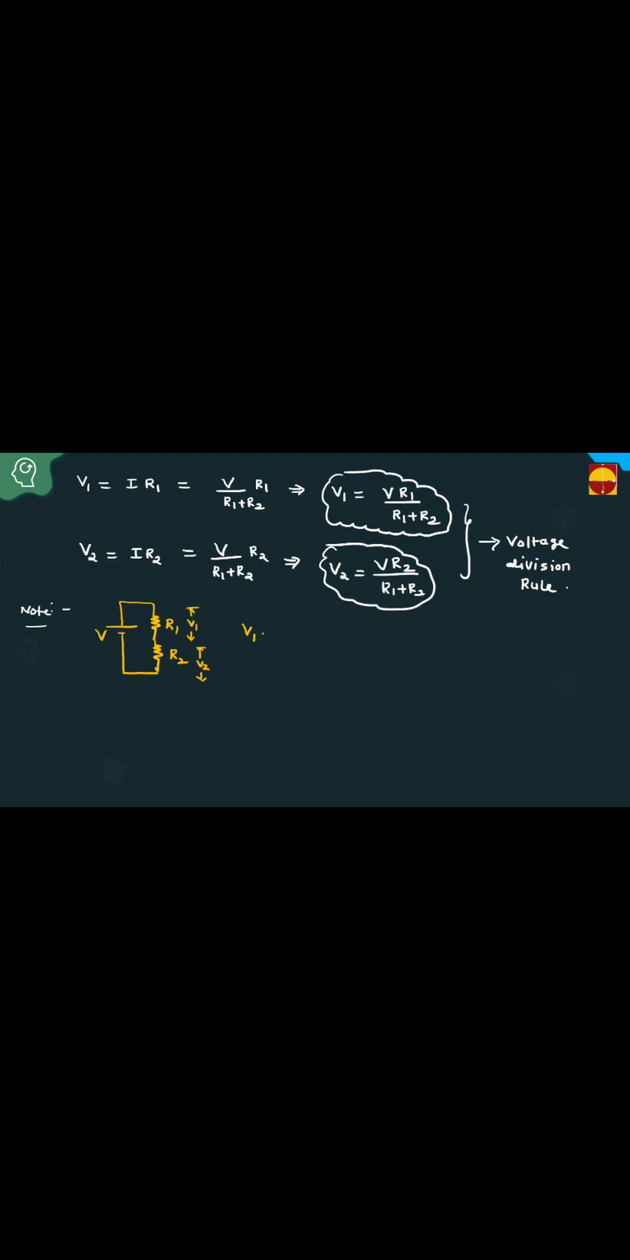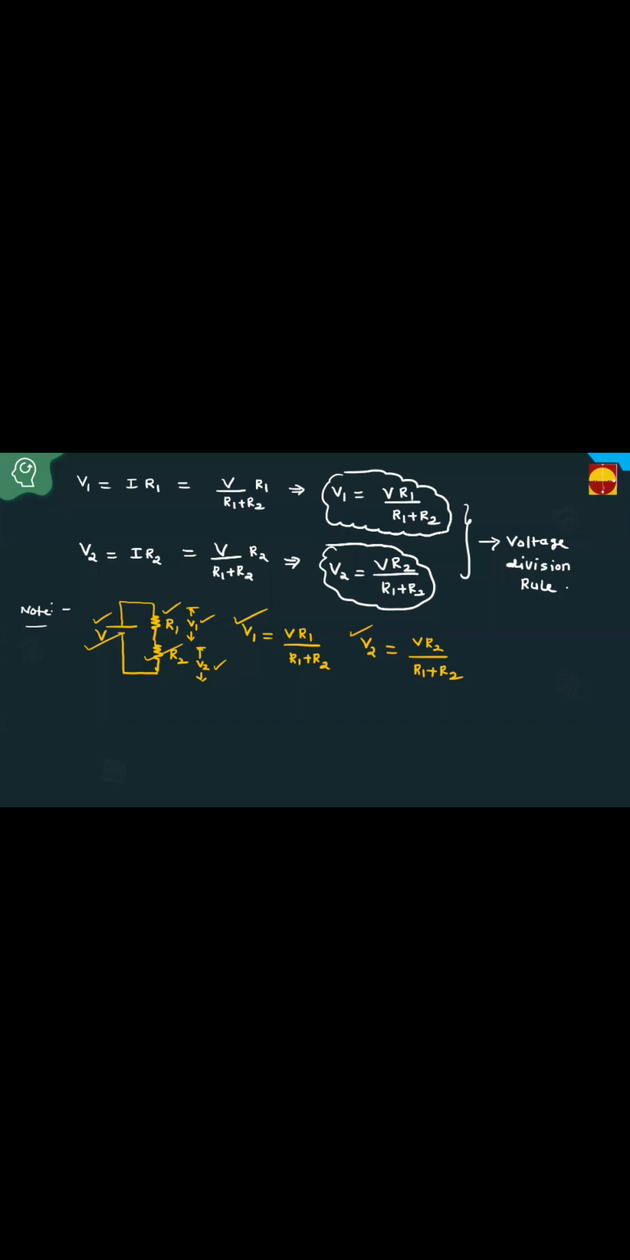Can you tell what V1 is equal to? V1 is the voltage across this resistance, so V1 equals V times the same resistance divided by the total resistance. Can you tell what V2 is equal to? V2 equals the total voltage times that resistance divided by the total resistance, R1 plus R2. This is the calculation of V1 and V2 according to the voltage division rule.